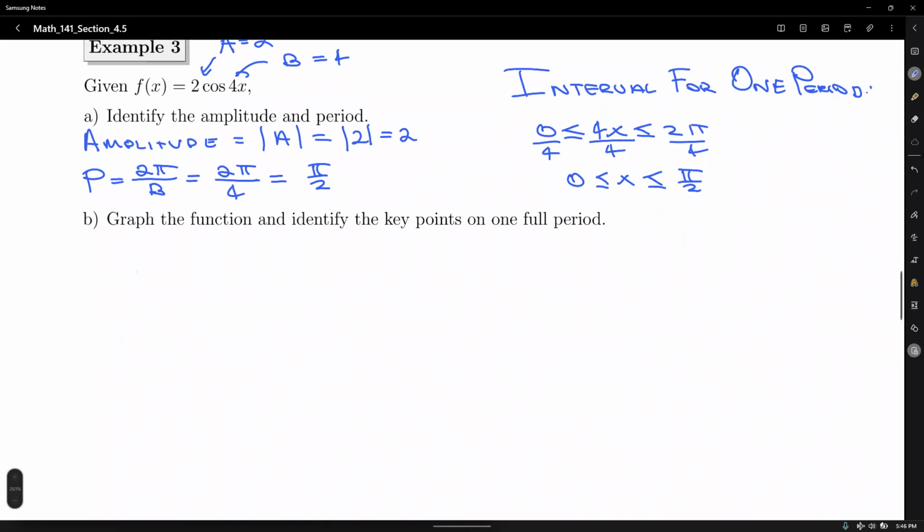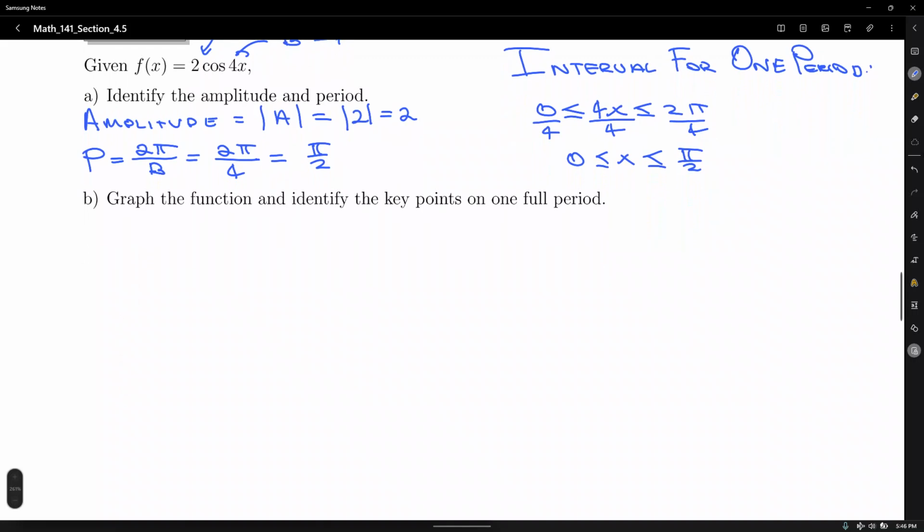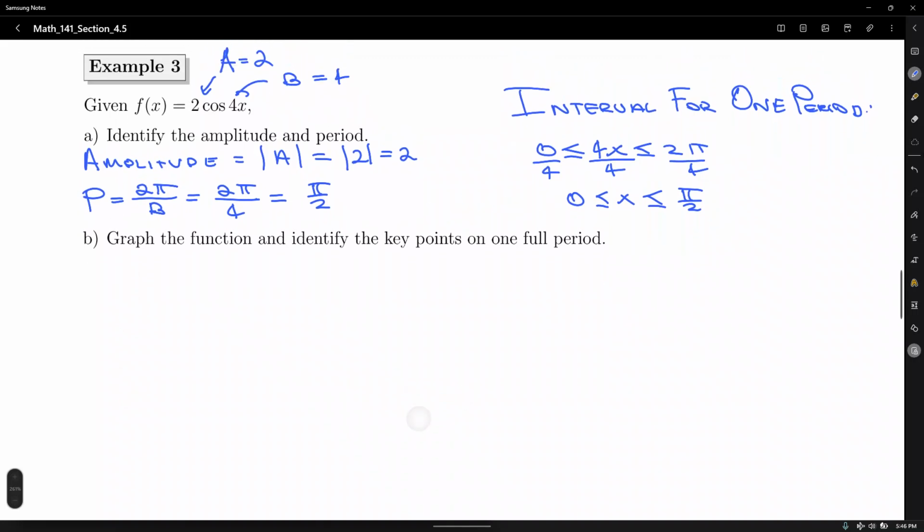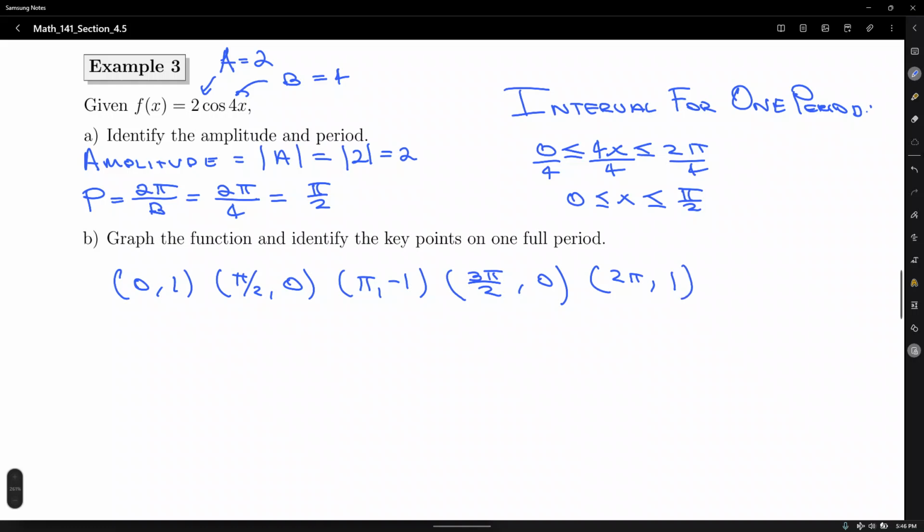All right, again, I'm going to start with a fresh set of values for the cosine function. What values? The key points. And the key points for the cosine function, again, are 0, 1; pi over 2, 0; pi, negative 1; what else? 3 pi over 2, 0; 2 pi, positive 1, all right?